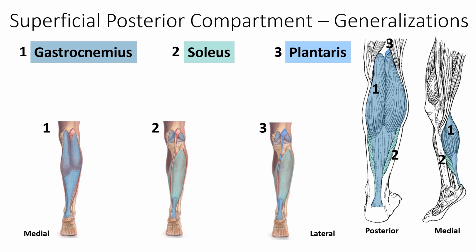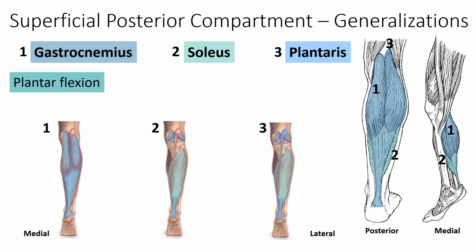Let's talk about some generalizations for muscles in this compartment. In terms of actions, these muscles do plantar flexion. So remember the foot at the ankle joint, you can do plantar flexion or dorsiflexion. I remember plantar flexion, like if you plant your foot, if you put your foot down and you say, I'm not going to stand for this anymore.